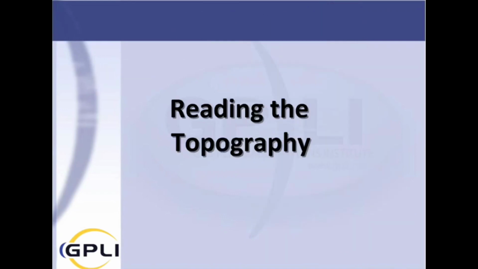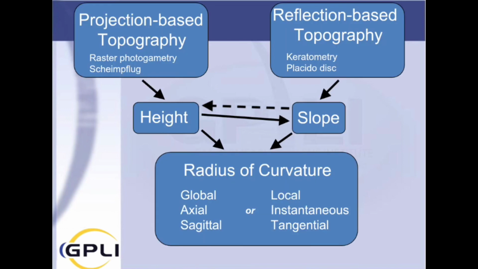Now that you've captured a good image, let's proceed to reading the topographies. There are two types of corneal topographers: projection-based corneal topographers and reflection-based corneal topographers. Projection-based corneal topographers measure specific points on the cornea and determine the height. From the height, it directly measures the slope and the radius of curvature. Reflection-based topographers project an image on the cornea and measure slope. They extrapolate the height.